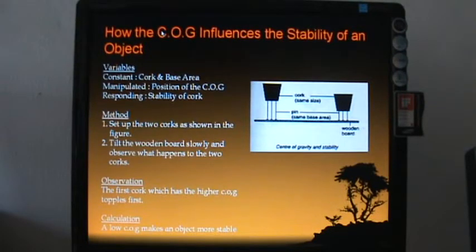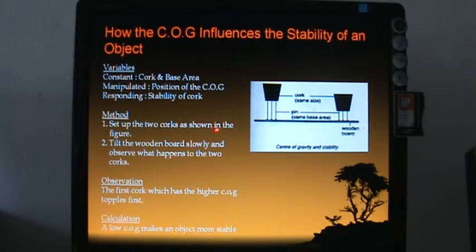So what are the variables? The constant variables are the type of cork and also base area. The type of cork, it can be the mass of cork. Okay, it won't be heavier than the other. Manipulated is the position of the COG. The COG for this higher one is here, which is higher, and this one is actually lower. The other one seems to be lower. Okay, so the responding variable is how stable the cork is.